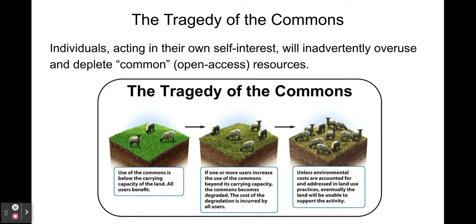The cost of this degradation is incurred by all of the users because now these sheep are not getting enough food. In our final picture, unless environmental costs are accounted for and addressed in land use practices, eventually the land will be unable to support the activity. So this final picture represents depletion.